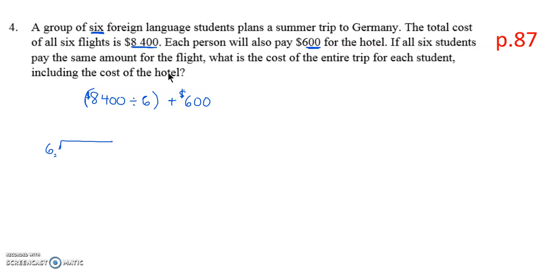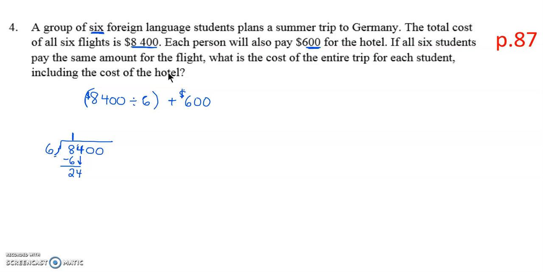I'm going to put 6 as my divisor, 8,400 as my dividend, and I'm going to start to long divide. 6 goes into 8 once. 1 times 6 is 6. I subtract, 8 minus 6 is 2. Bring down the 4.